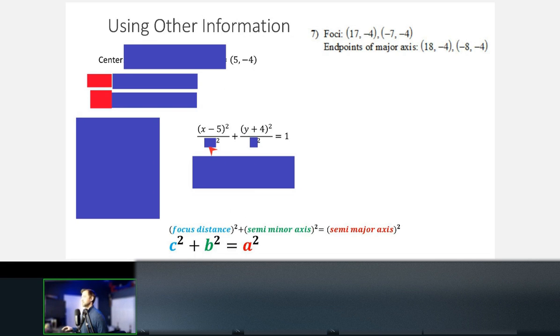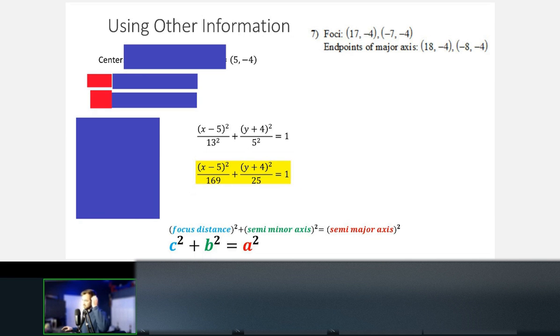Is the a variable under the x or the y stuff? It's under the x. So let's go ahead, what does a equal to? A is 13. And then what's our b value? B is 5. All right. So we already saw the answer, unfortunately, but yeah, that is correct. Let's go ahead and quickly talk about it.